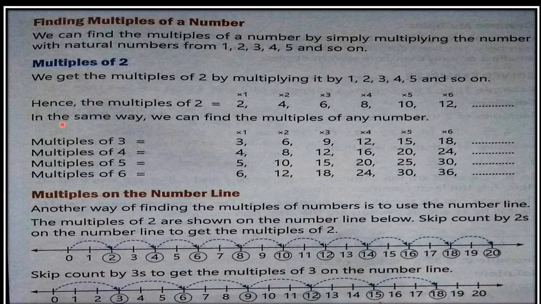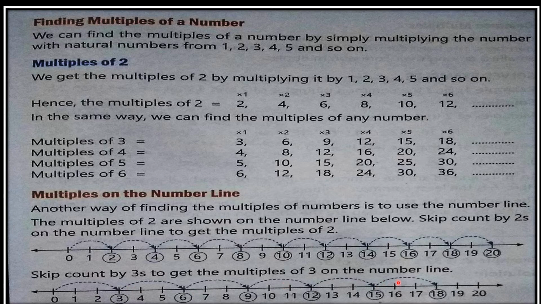We can write them here. In the same way, we can find the multiples of any number by multiplying with that number: 3, 4, 5, 6, 10, 100, 200, 500, 700. Got it? And we learned in class 2, children, how to do skip counting, which is multiplication. If we are skipping by 2, that is the table of 2. If we are skipping by 3, that is the multiples of 3. That is on the number line.